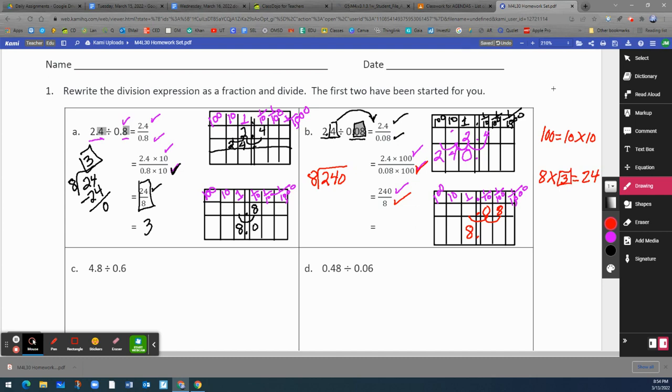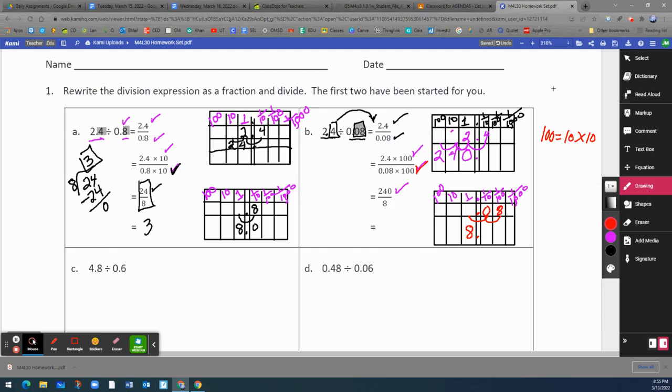Now, if we look at this, we have an extra 0. So how can we make this one true? Well, then we make this a 30. So the product is going to be 240. So how many times does the 8 go into that 240? The answer is 30 times. 30 times 8 equals 240. And the remainder is 0.